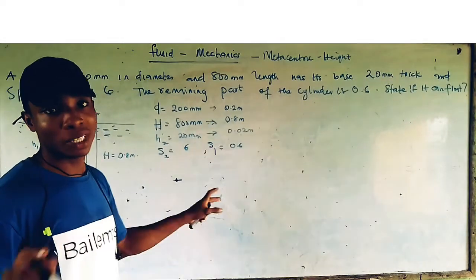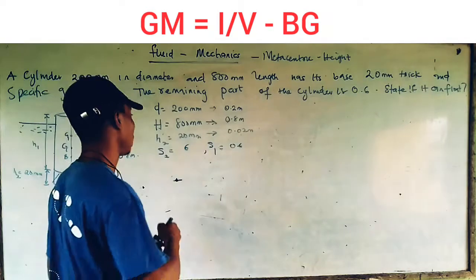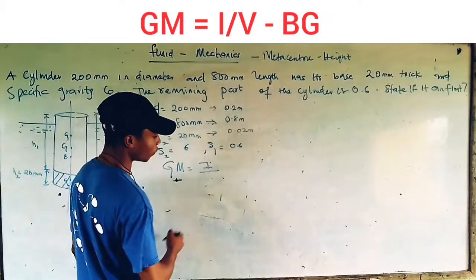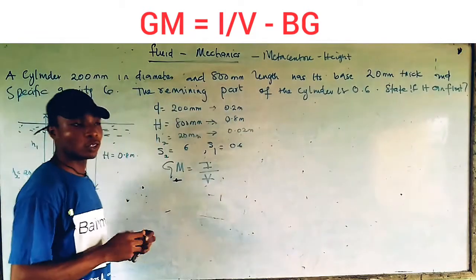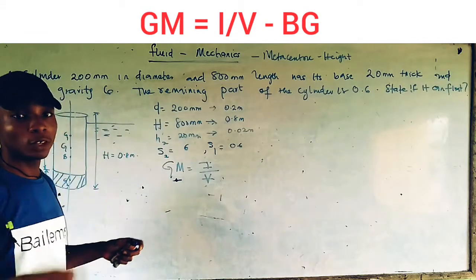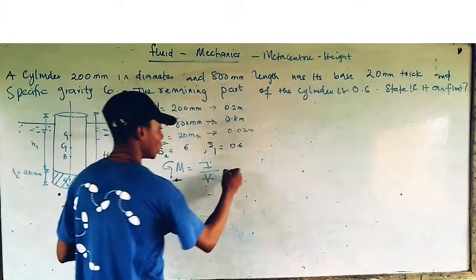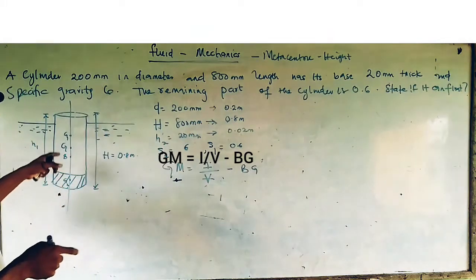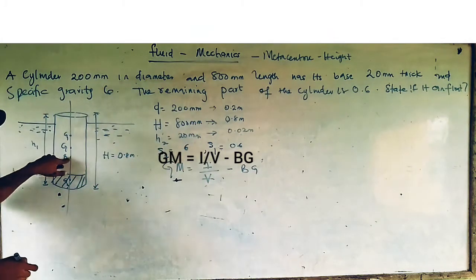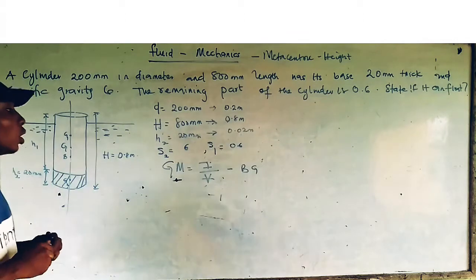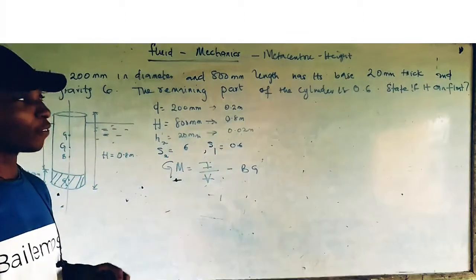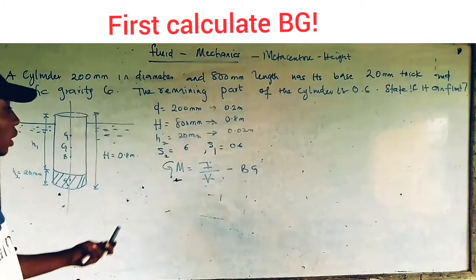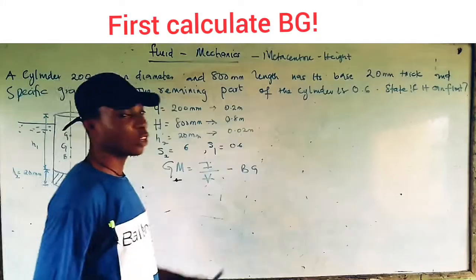Now basically what we are looking for is the metacentric height. So what's the formula for metacentric height? Metacentric height Gm is equal to I, which is the moment of inertia, divided by V, where V is the volume of fluid displaced by the medium, then minus BG. BG is basically the distance between the center of buoyancy and the center of gravity. When we have all these values, we can easily find the metacentric height and state if it can float. So before we start solving for metacentric height, let's get the value of BG.